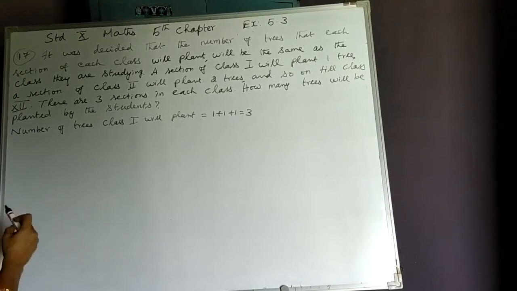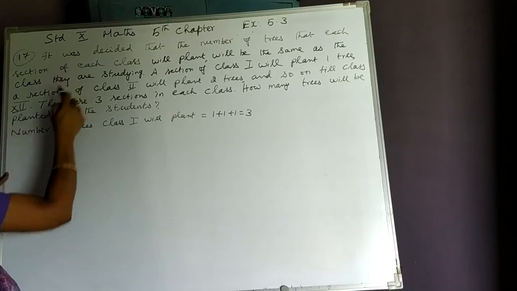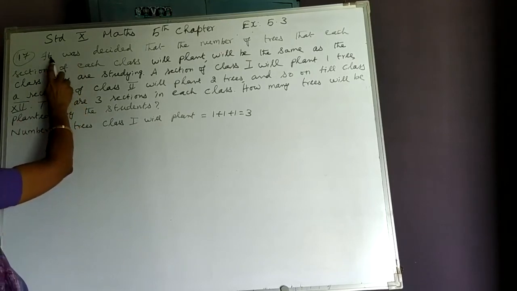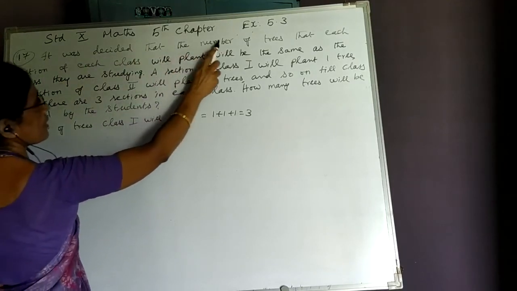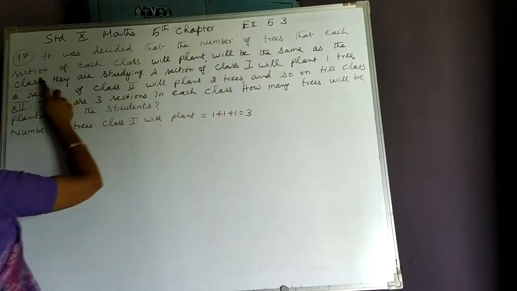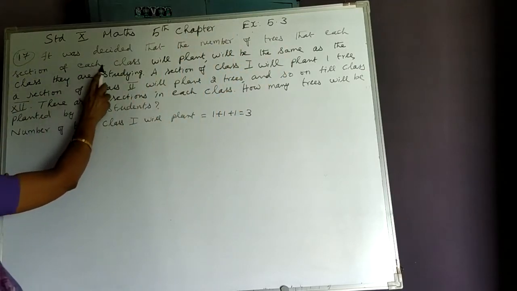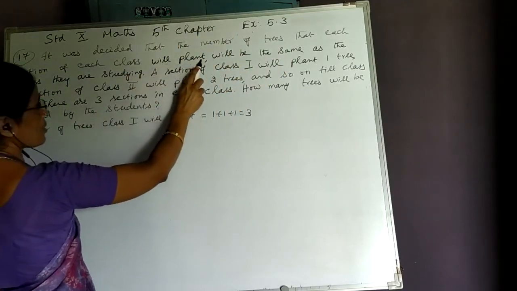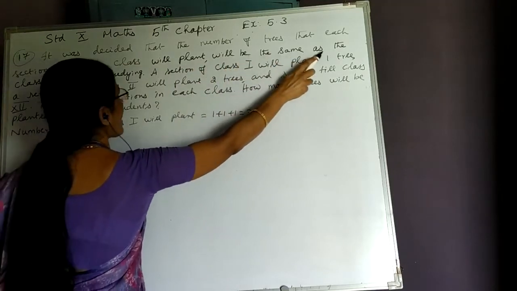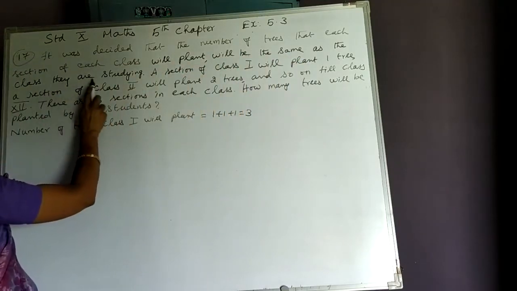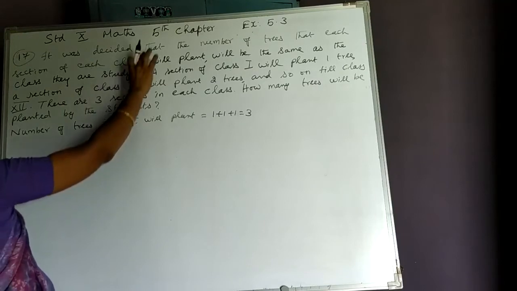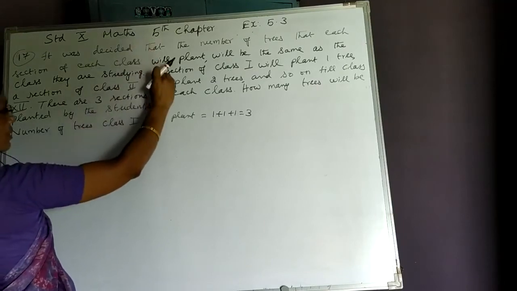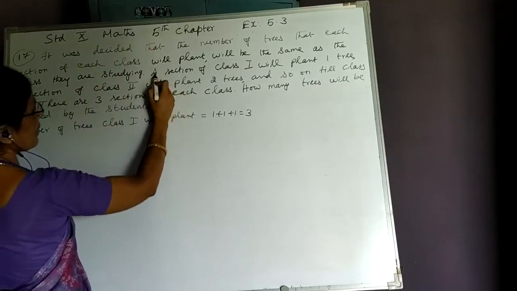Seventeenth sum. I have written the problem in short. It was decided that the number of trees that each section of each class will plant will be the same as the class they are studying. So if we skip these 3 lines also, the remaining lines are very clear.